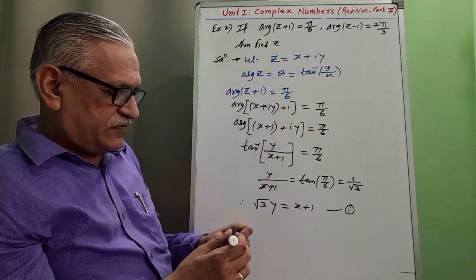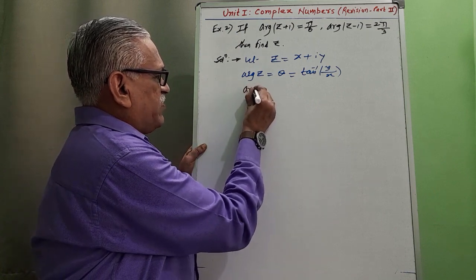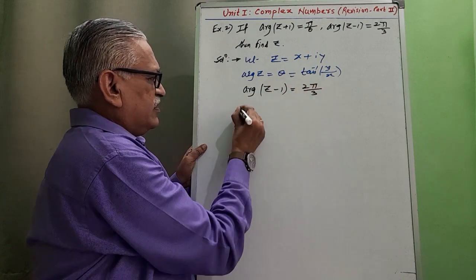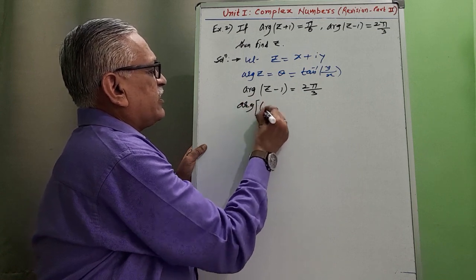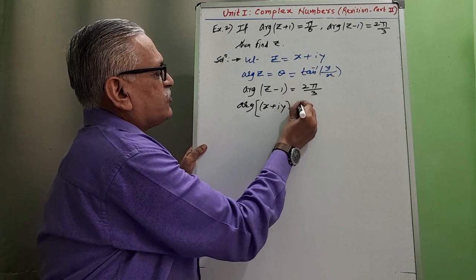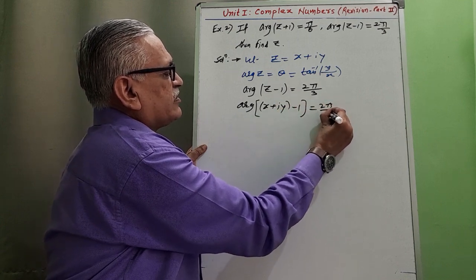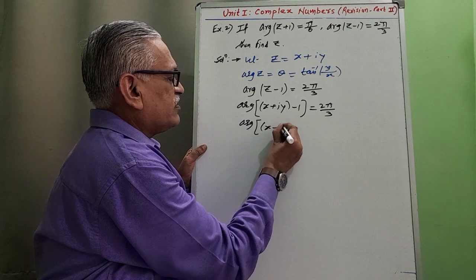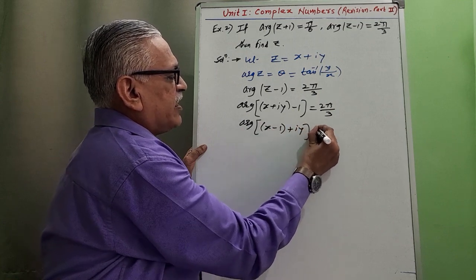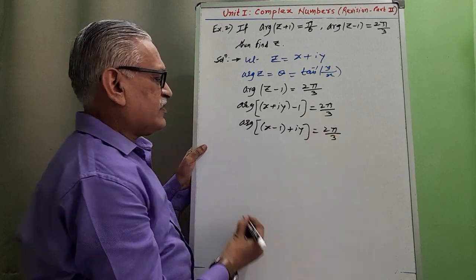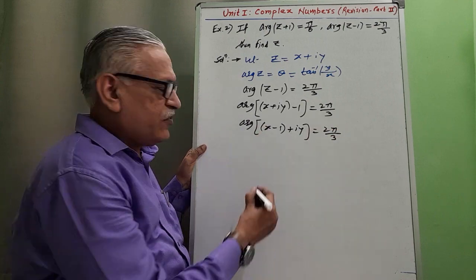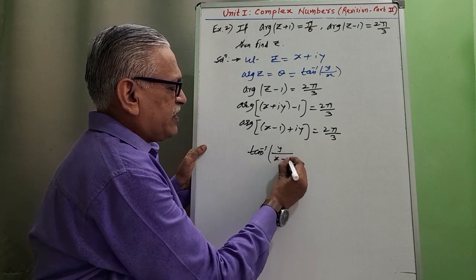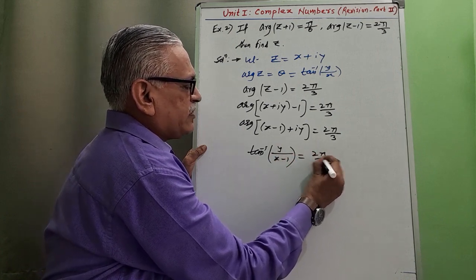Then we use the second relation. The second information is the argument of z minus 1 as 2 pi divided by 3. This is nothing but the argument of z, which is x plus iy, minus 1, equal to 2 pi by 3. Again, the real term is x minus 1 and plus iy, equal to 2 pi by 3. Again a complex number, and therefore its argument is tan inverse of y divided by x minus 1, equal to 2 pi by 3.